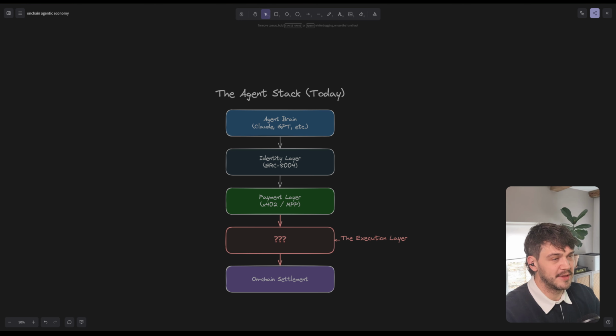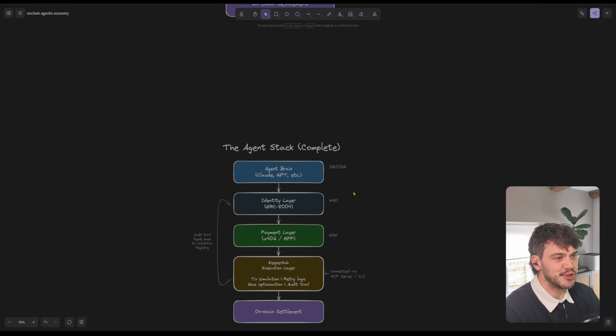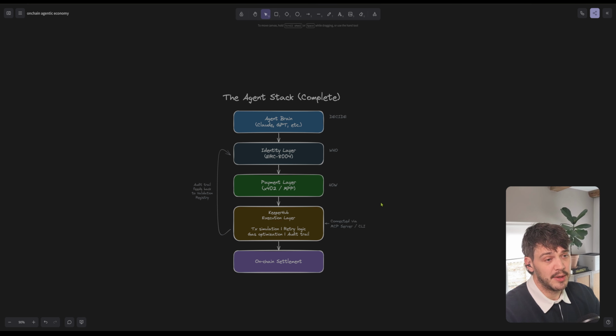So I can't leave on that cliffhanger. I'd love to showcase where we see KeeperHub fitting into that stack. KeeperHub sits right here, between the payment layer and the on-chain outcome.